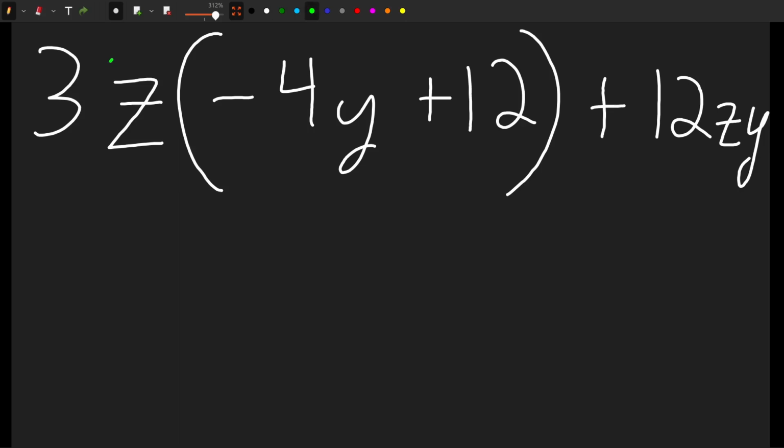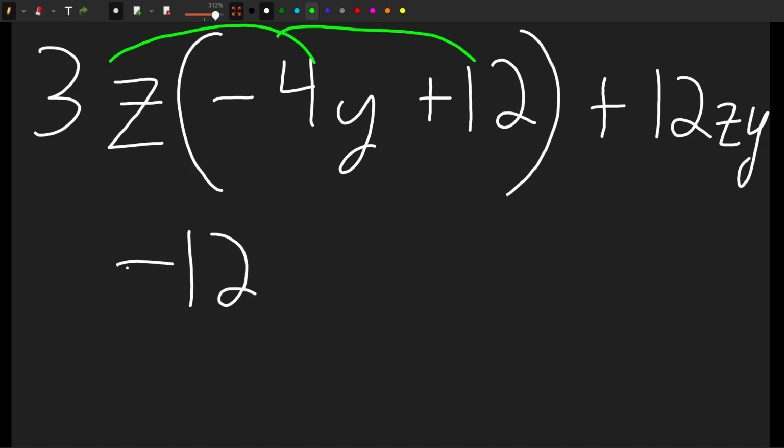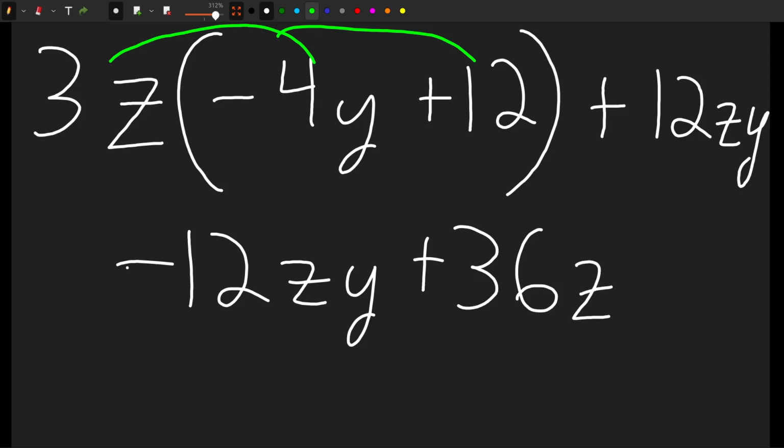So we'll use the distributive property first. We'll distribute 3z to both terms. Here, in our first term, 3 times negative 4 is negative 12. And then z and y we can't combine, they just go along, and so we have zy. And then in our next term, 3 times 12 is 36, and then we carry the z. So we get 36z. And then I'm just going to add 12zy. Almost ran out right there.